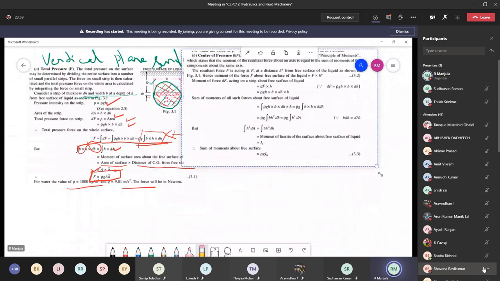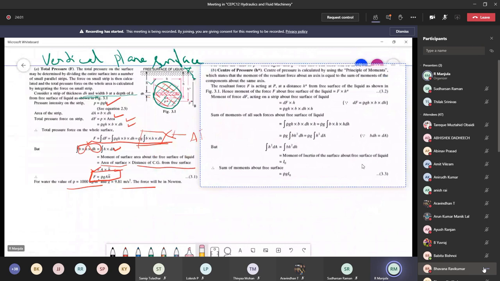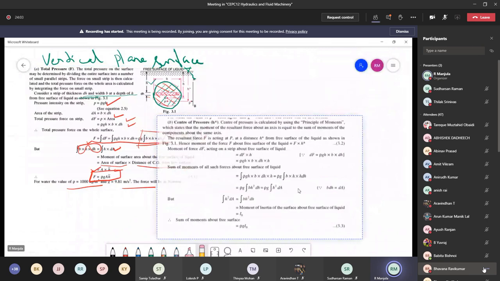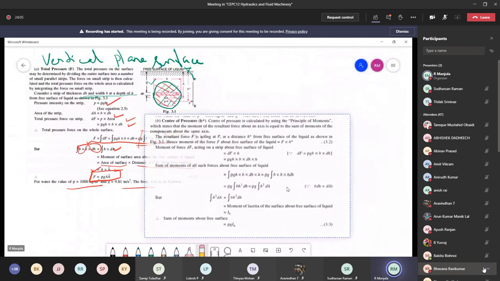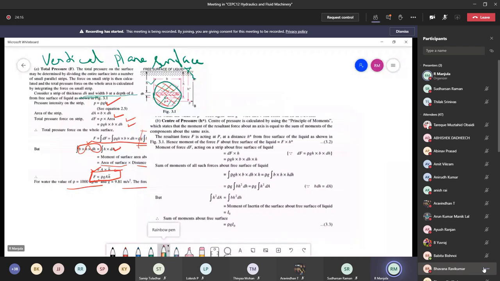So here, you know the definition for center of pressure. How are you calculating the center of pressure? It is by using the principle of moments, which means that the moment of the resultant force about an axis is equal to the sum of the moments of the components about the same axis.